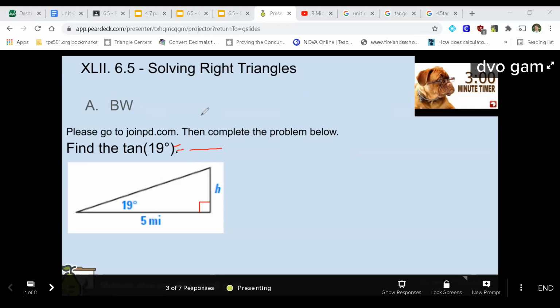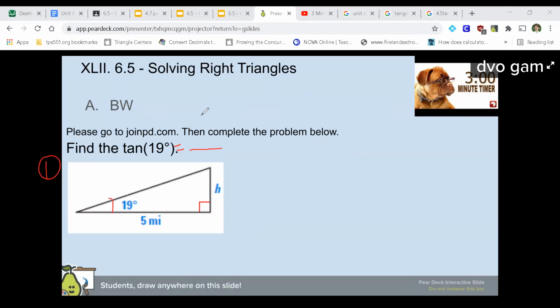All right, so first step you need to do is label off of your angle. So this would be the opposite side. This would be the hypotenuse. And then 5 would have to be the adjacent side then.